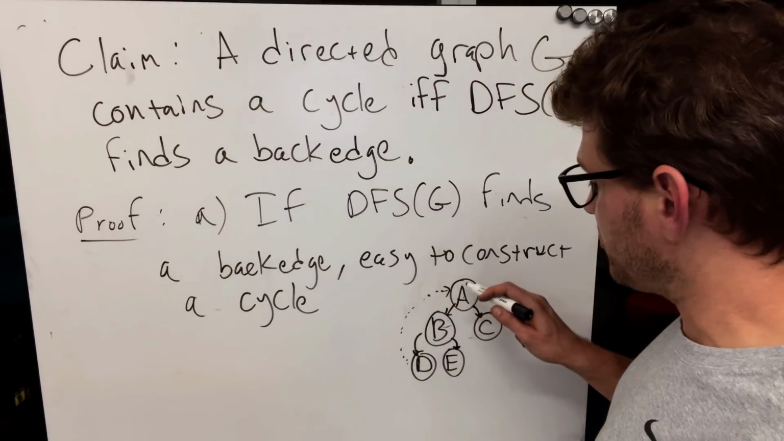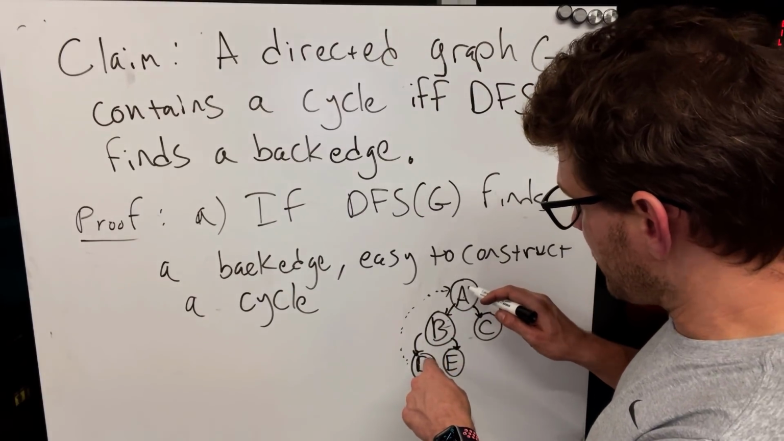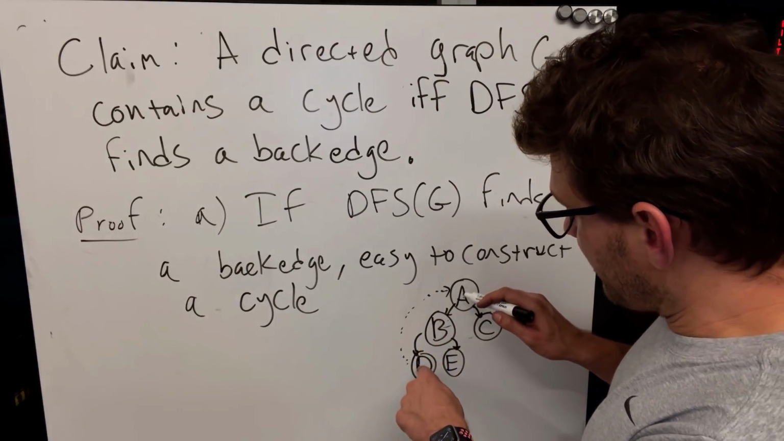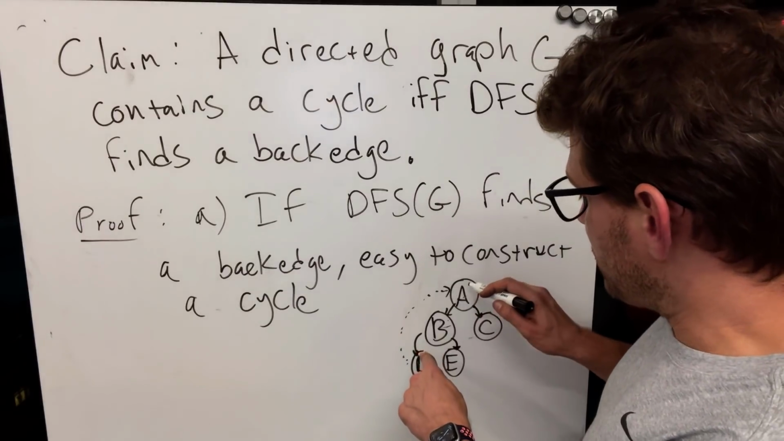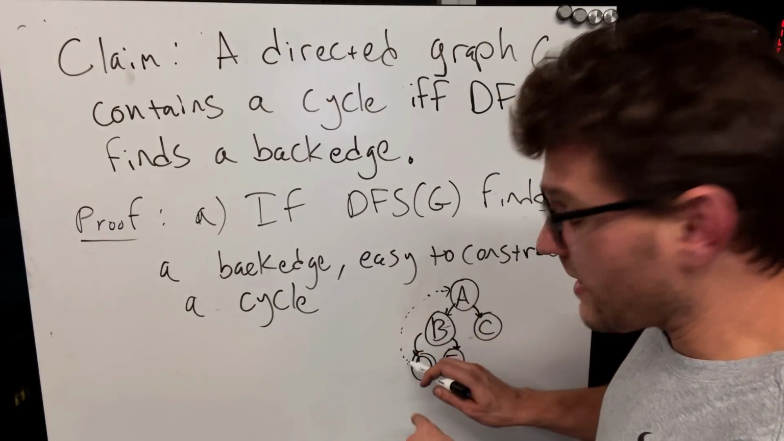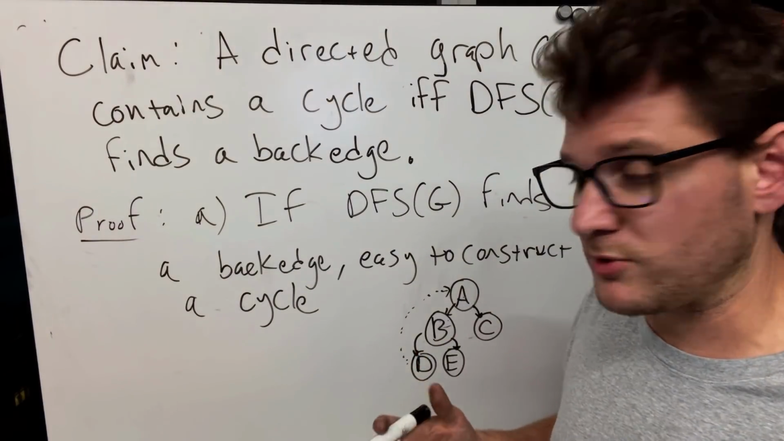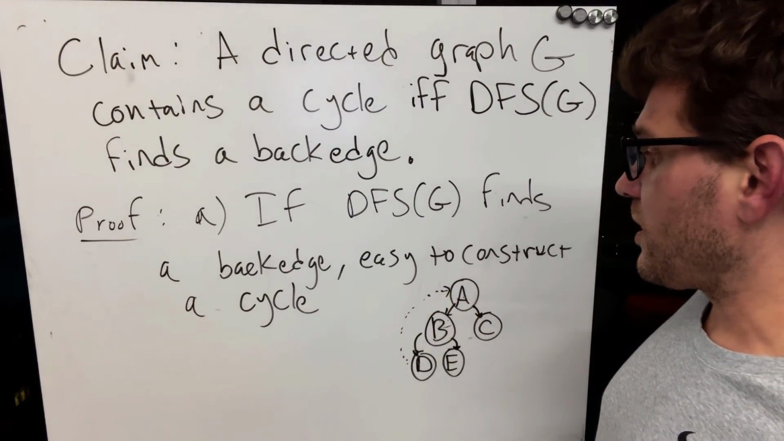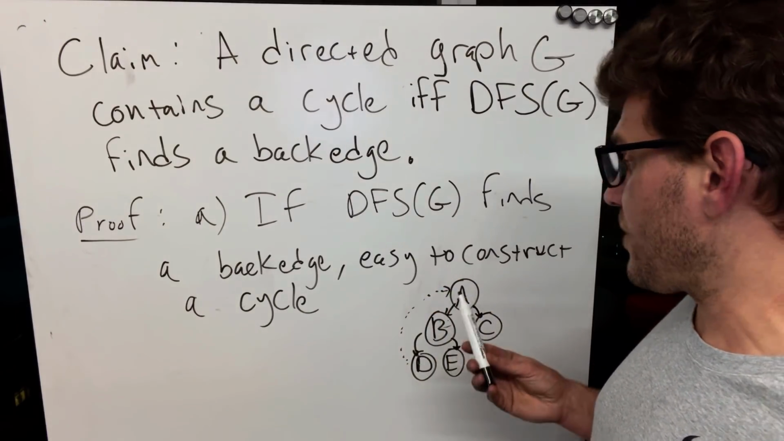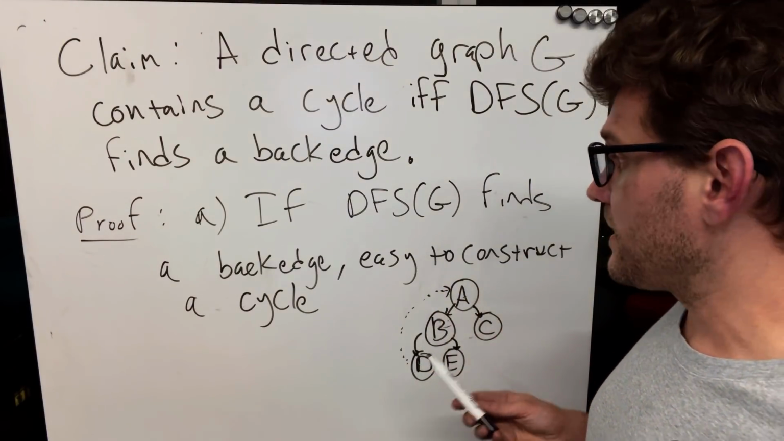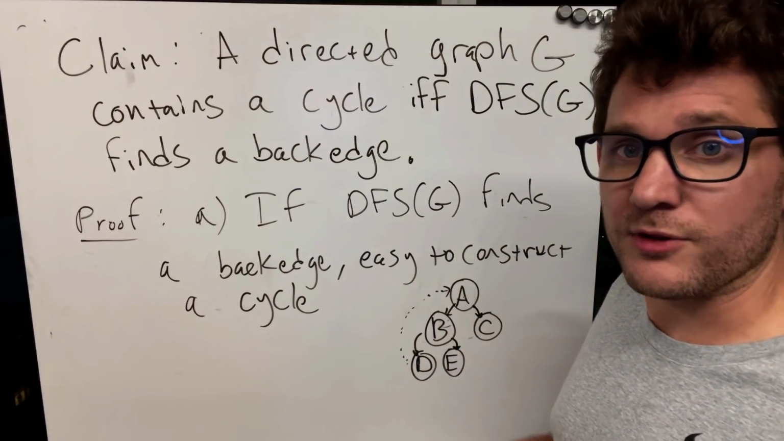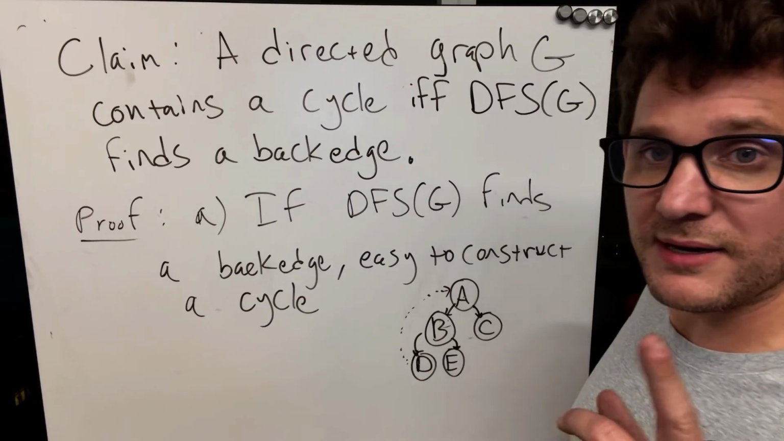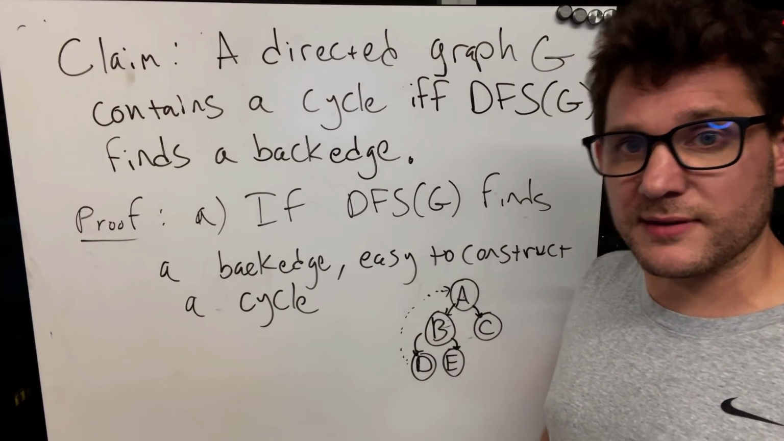This back edge produces a cycle because it goes all the way up to an ancestor of D, and so you can just follow the chain from A to D and then follow the back edge, and suddenly you've produced a cycle. Okay, now the other side of this proof requires you to show that if the graph has a cycle, then the DFS algorithm will produce a back edge. I'm going to leave that one for you guys as an exercise.